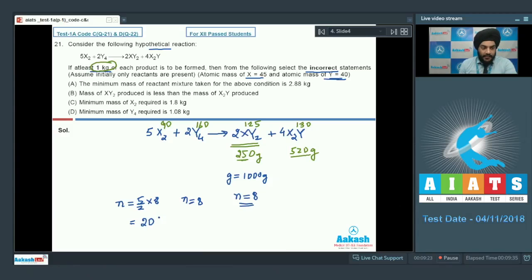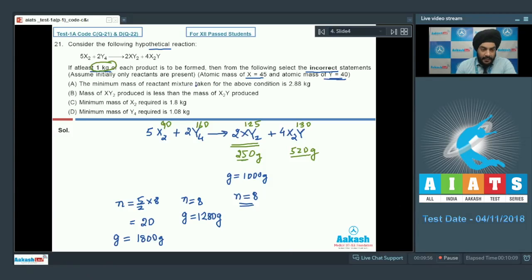So we can now figure out the masses of X2 and Y4 required. So the molar mass of X2 was 90. So the grams required will be equal to 20 into 90, which gives us a value of 1800 grams. The value of grams of Y4 required is equal to 160 into 8, which is equal to 1280 grams. Let us look at the options now.